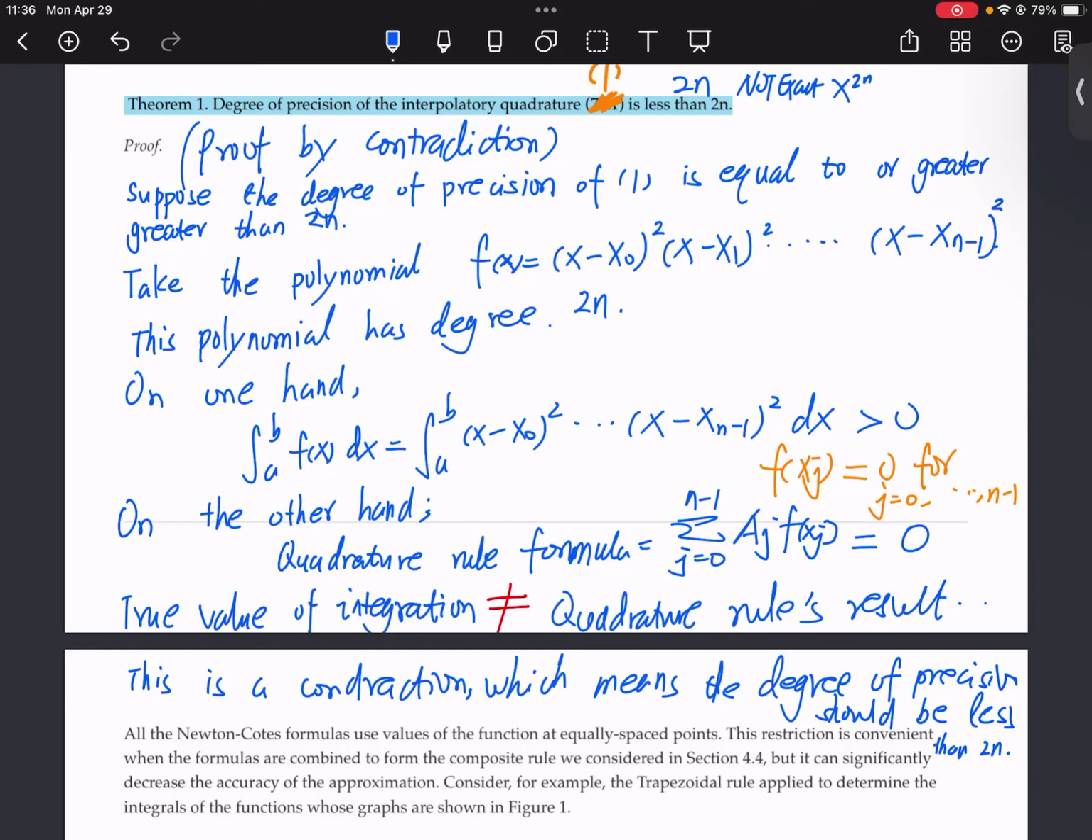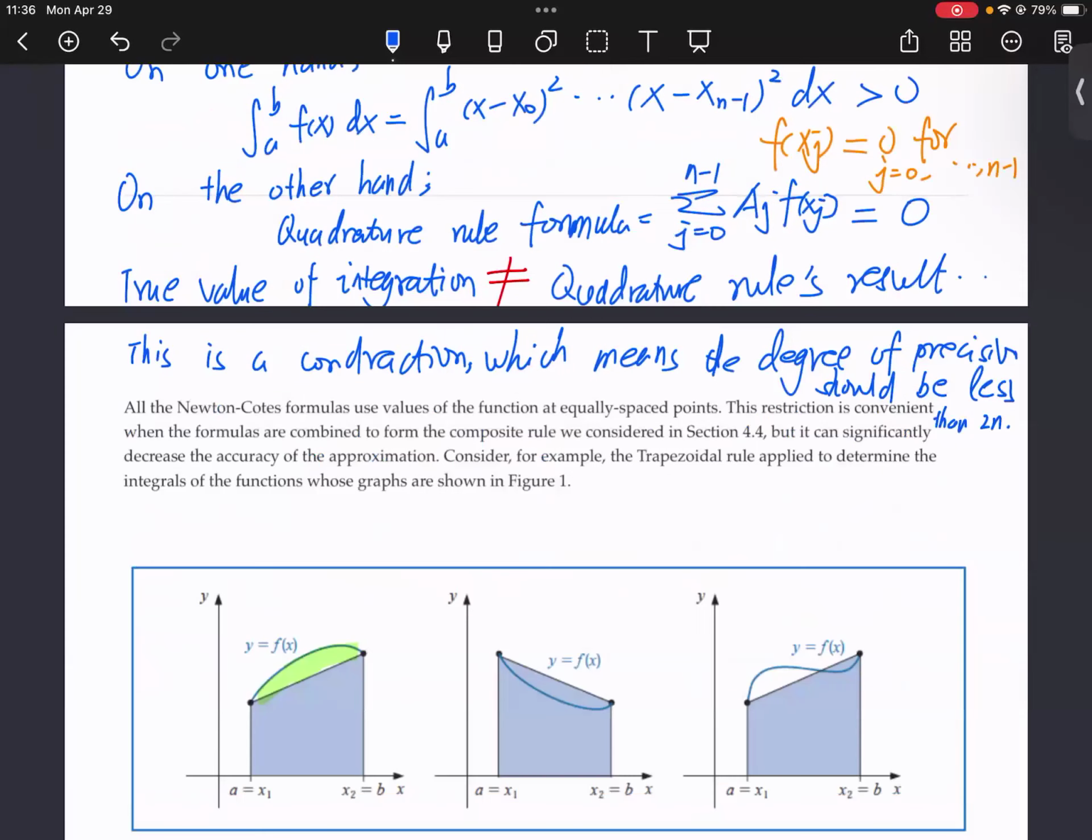So now we have finished this part. The highest possible degree of accuracy of the quadrature rule is 2n minus 1, because it should be less than 2n, which means the highest degree of precision is 2n minus 1. We finish this, and the next part is to construct such a quadrature rule which has the degree of accuracy 2n minus 1.